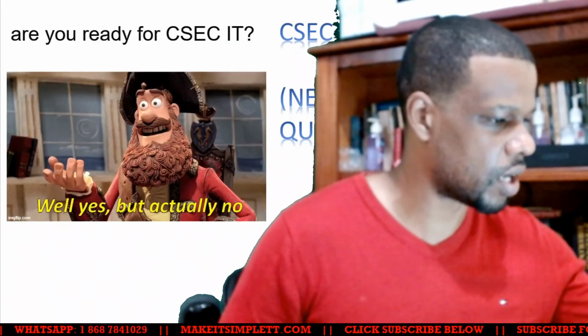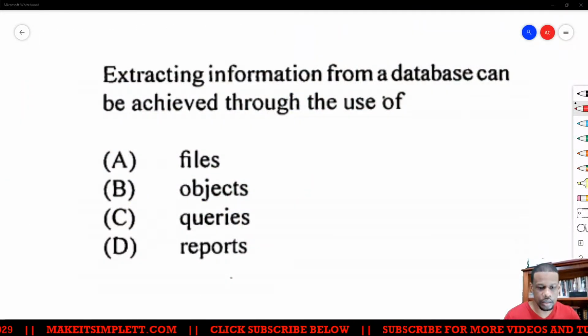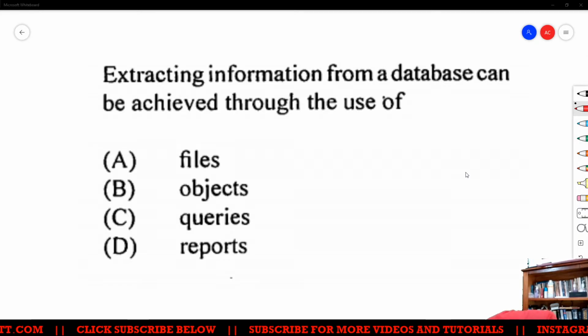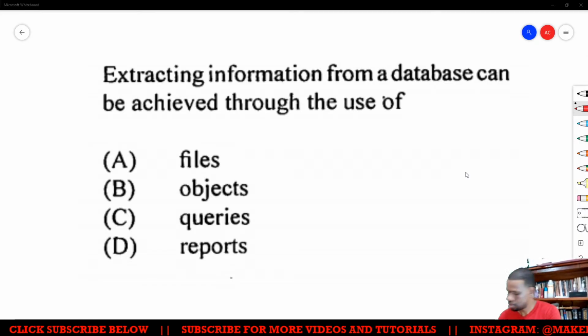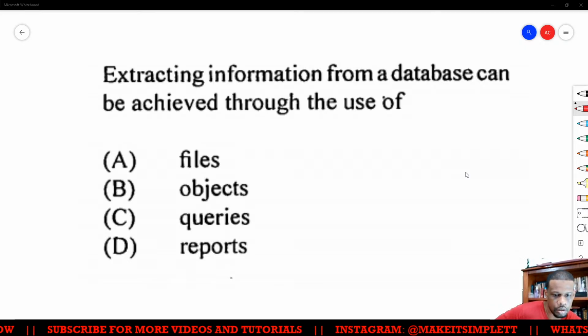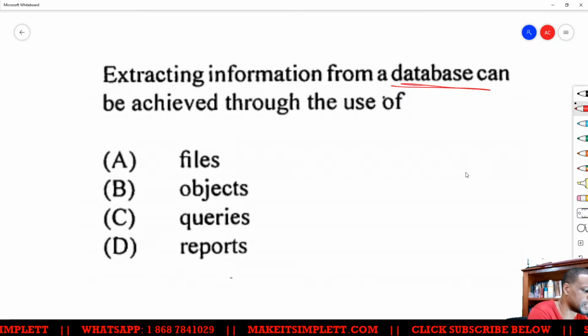Moving on. Last question before I go. Last one for the road. Extracting information from a database can be achieved through the use of... Alright, extracting information from our database.